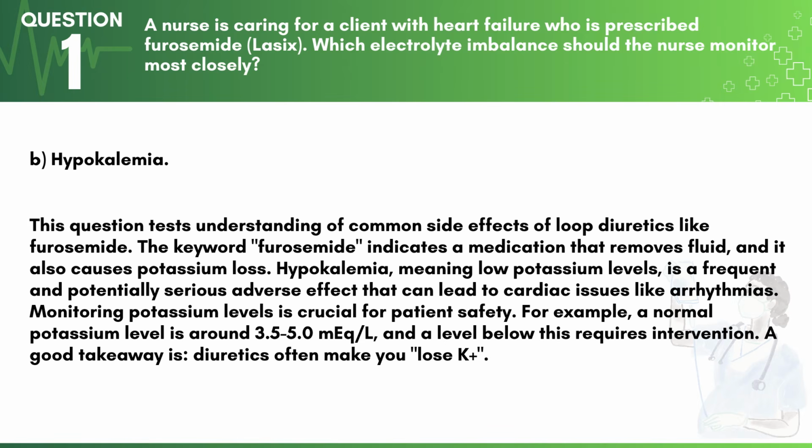Answer B. Hypokalemia. This question tests understanding of common side effects of loop diuretics like furosemide. The keyword furosemide indicates a medication that removes fluid, and it also causes potassium loss. Hypokalemia, meaning low potassium levels, is a frequent and potentially serious adverse effect that can lead to cardiac issues like arrhythmias. Monitoring potassium levels is crucial for patient safety.